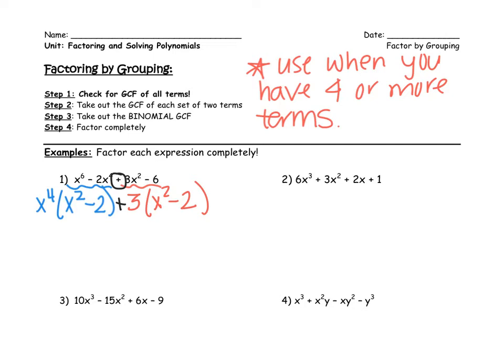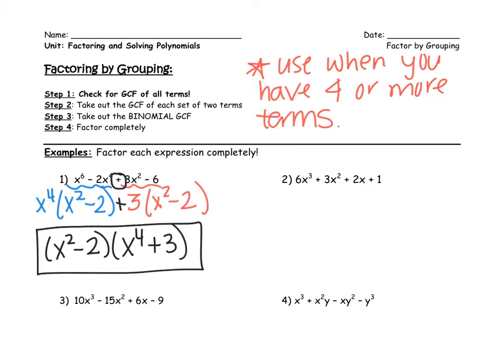Now, you're going to see that both of these parentheses are the same. That, believe it or not, is a GCF that we're going to take out again. So my final answer is x squared minus 2, parentheses, x to the 4th plus 3.